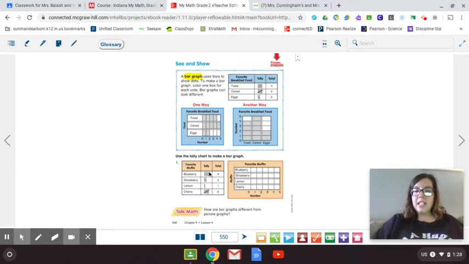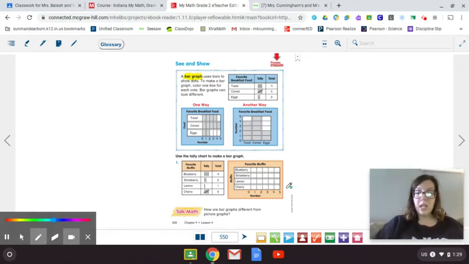So we need to look, and it says there's 4 people that liked blueberry. Their favorite muffin was blueberry, so total 4. So how many boxes are we going to color in for blueberries? 4. This one goes long ways, so we need to look down at the bottom and see where 4 is. We need to color in 4 boxes. And guys, I'm just going to draw a line to the number 4.